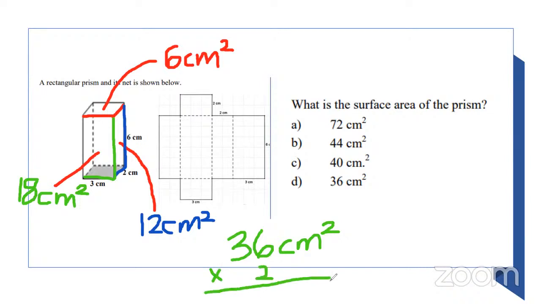Help me to multiply, guys. 2 times 6 is 12. 2 ones, 1 ten. 2 times 3, 6 tens plus 1, 7 tens. So we have 72 square centimeters. The surface area is 72 square centimeters. Is that what you got? Did you get 72 square centimeters too? All right. And so the correct answer for this is A. Very good, guys. Brilliant.